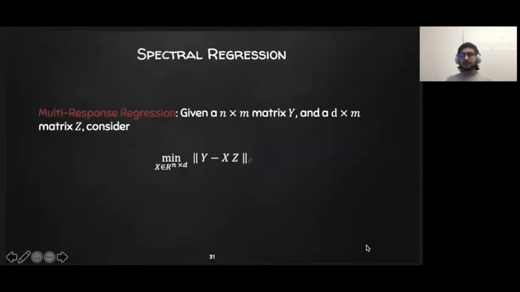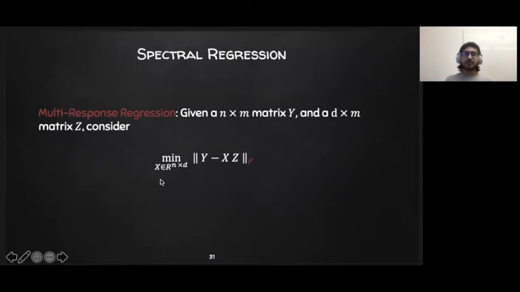Okay, so let's focus on the problem I mentioned before. But before I define this problem, let us begin by recalling the following easier problem, which is called multi-response regression. Here, we are given an n by m matrix Y and a d by m matrix Z. And we consider the following optimization problem.